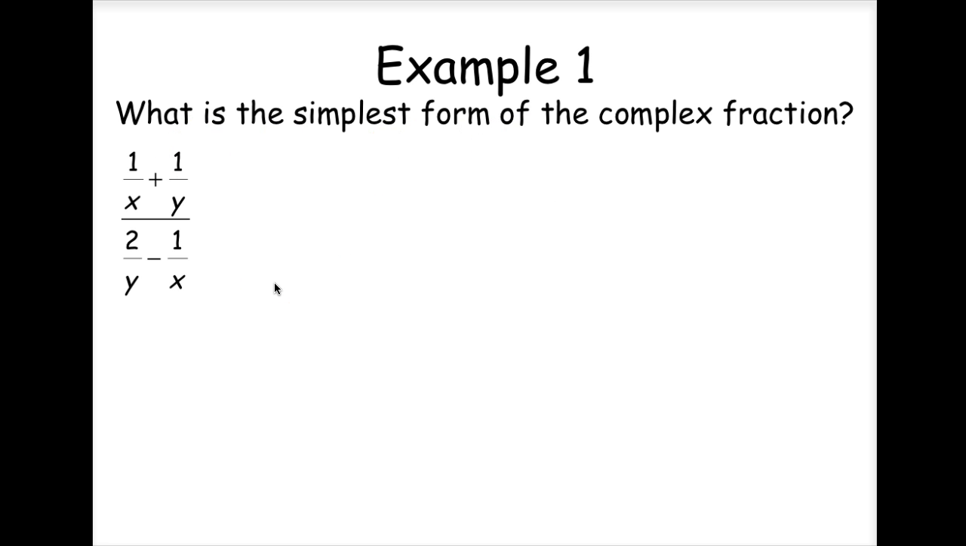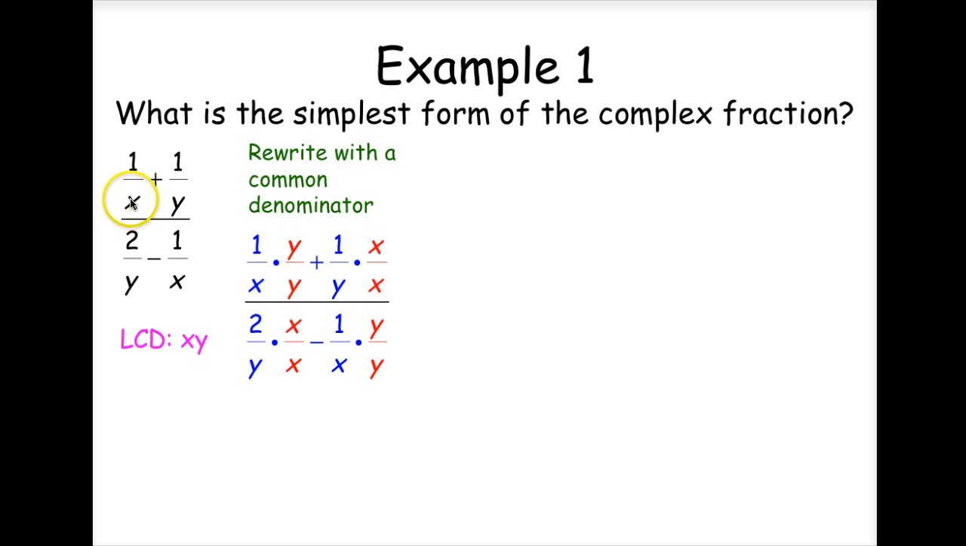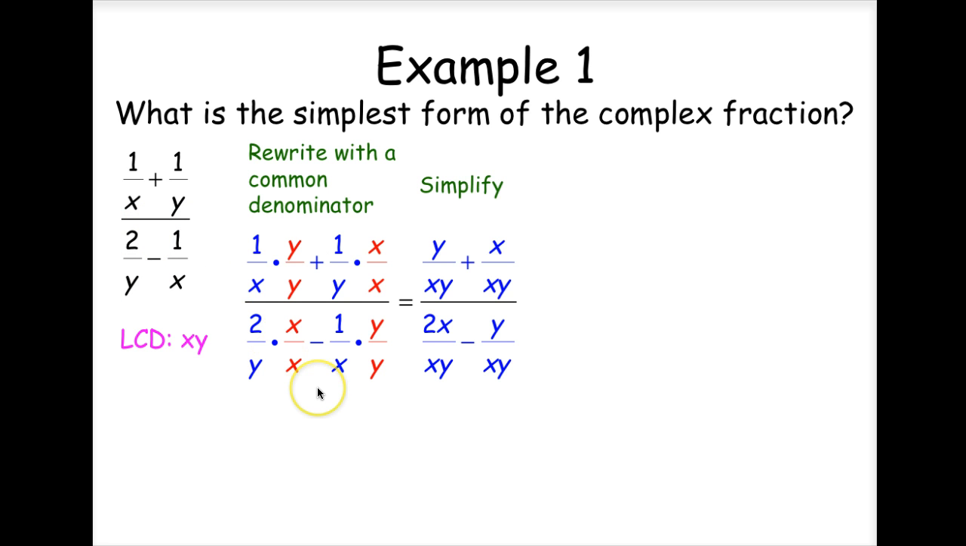Well, you've already done parts of this. We're going to start out by finding a least common denominator. XY will work for both of these. This one's missing the y, so we multiply by y over y. This one's missing the x, this one's missing the x, and this one's missing the y. Then we simplify, so just do that multiplication and add our numerators together.